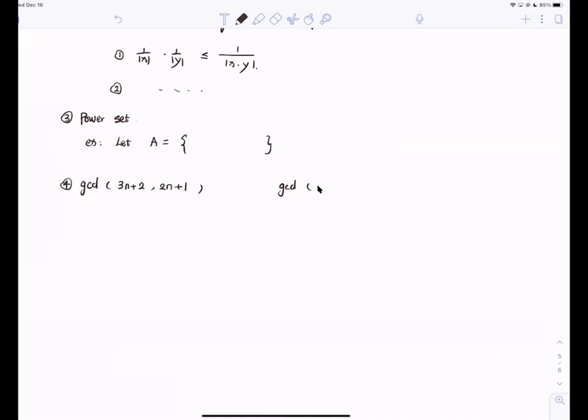Let me show you some examples. I can't find anything. Let me just make something up: 7 to the power of n plus 4, and then 7 to the power of n. Something like that. So some weird thing could be like this. Okay, so that's another one that could be tested.